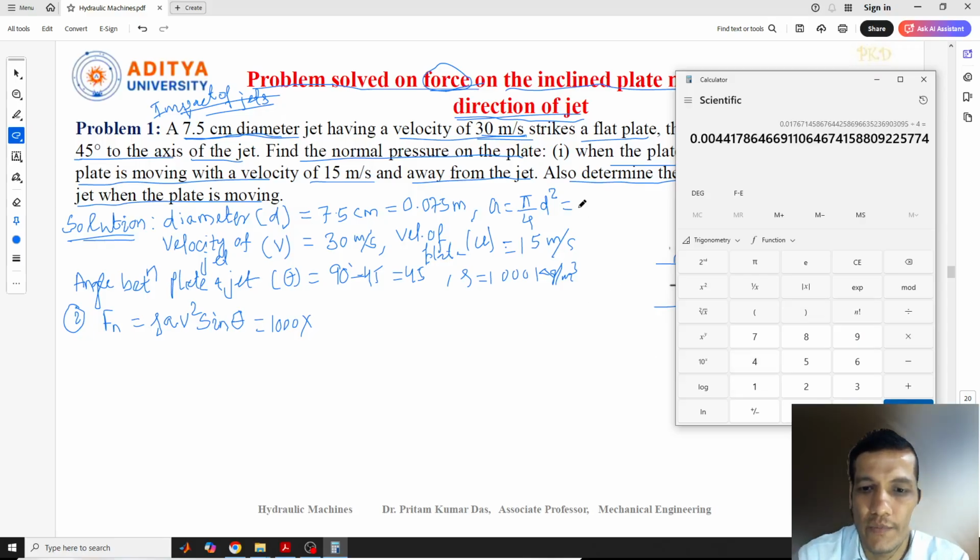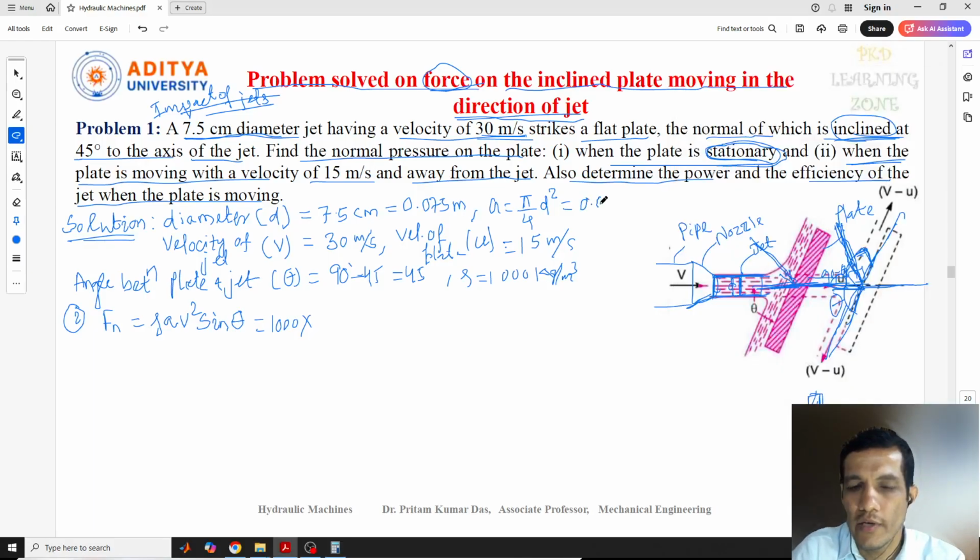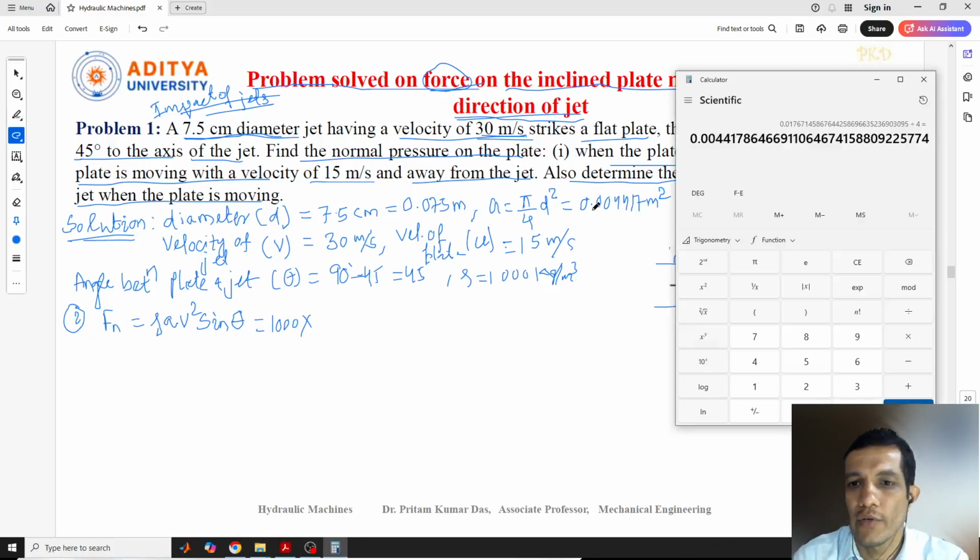So we got the value of area equal to 0.004417 meter square. I hope the same value we got, 0.004417. Okay, so this is the area. Now what I'll do, I'll just multiply this one, multiply 1000, then v square equal to how much? 30 square, that means 900.